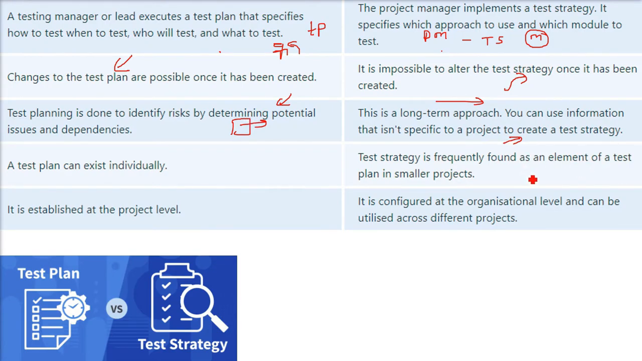Test strategy is frequently found as an element of a test plan in smaller projects. So in a smaller project, test strategy and test plan can be together. But test plan is individual. It can exist individually. In the test planning, it is established at a project level. That is, the test strategy is at the organization level and it can be utilized for different kinds of projects. That is why I am saying it is at the top level of abstraction.